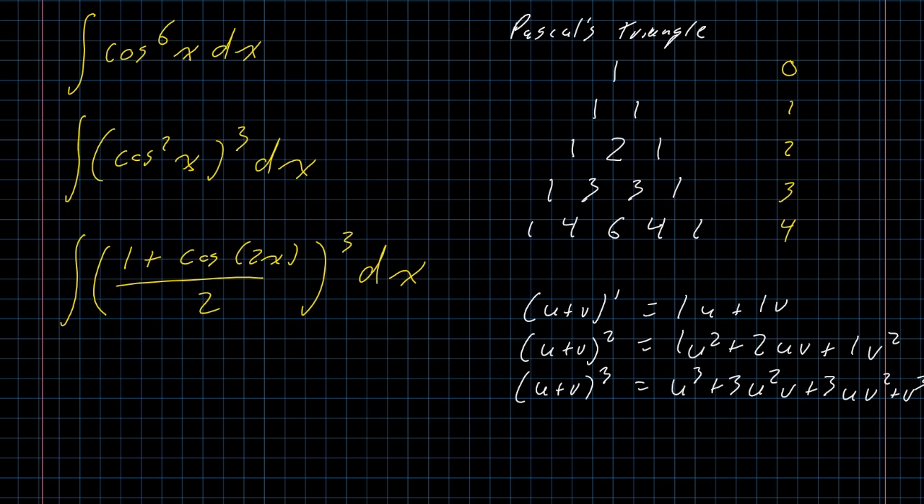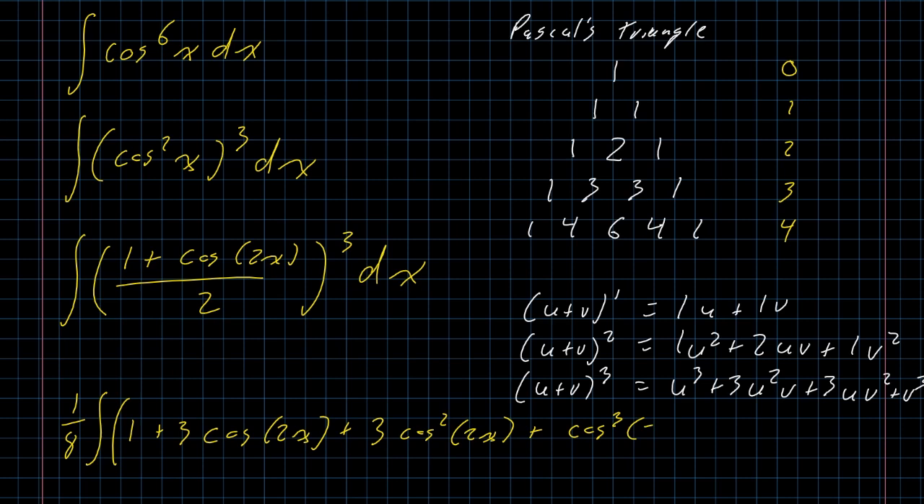The denominator 2 raised to the third power is going to give me 1/8. I can bring that out in front of the integral. It'll make life a little bit easier. And I will have 1 cubed, which is 1. I will have 3 times 1 squared times cosine of 2x. I will have 3 times 1 times cosine squared of 2x. And then I will have cosine cubed of 2x.